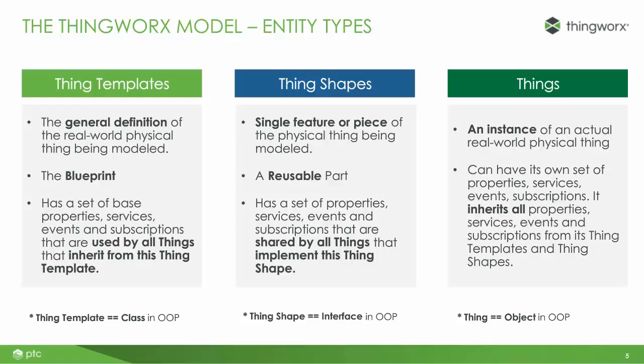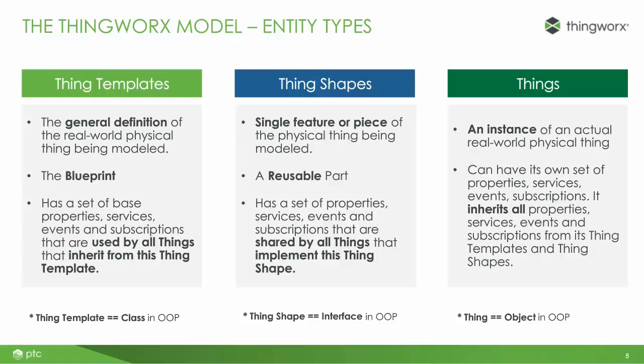That is one instance of a real thing out there. So if you're on a production line and you create a million things, you'll have one model which has a set of thing templates and shapes, but you'll have one thing for each physical thing in the world. And this will inherit all of its properties and services and events from its inheritance tree.